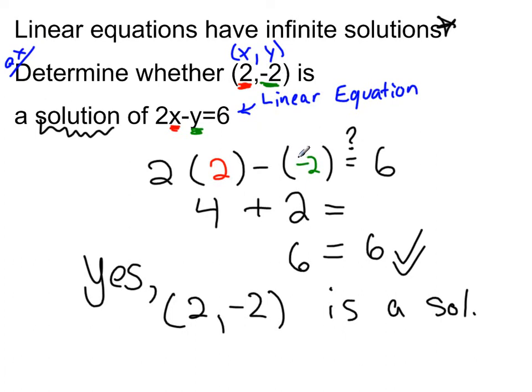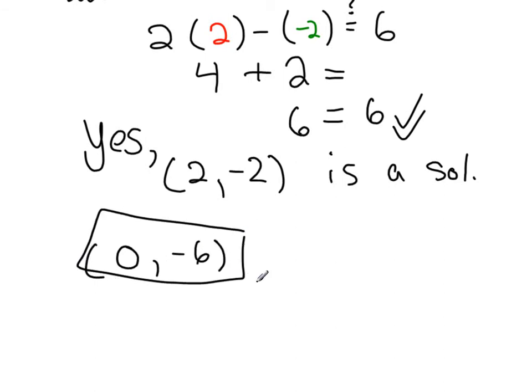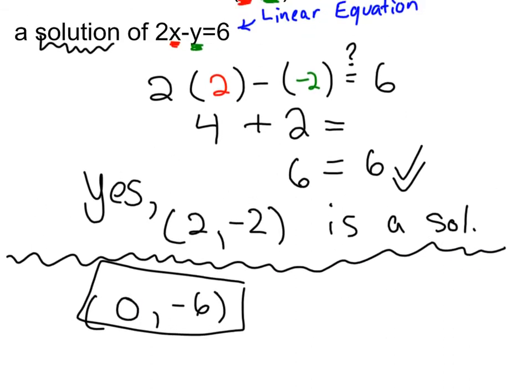We could try, offhand, and because I know it is a solution, we could try (0, -6). He is also a solution. And this is just a hypothetical situation, so I already answered the question. Just going crazy now. So (0, -6).